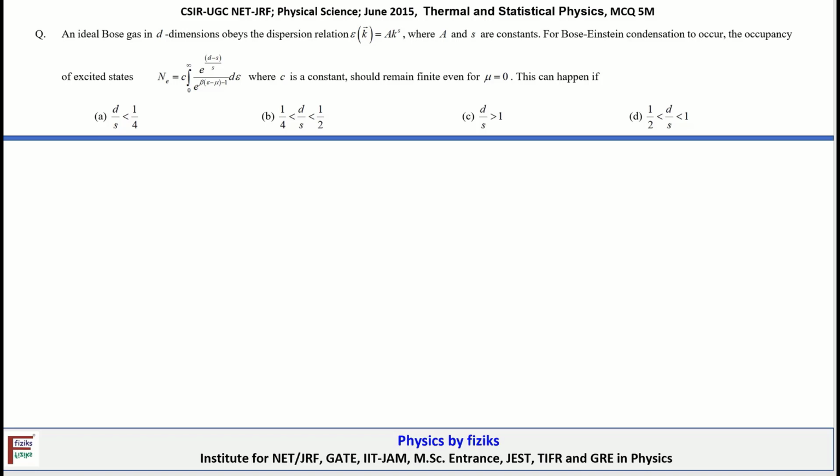The question is from Bose-Einstein condensation. The statement is, an ideal Bose gas in d dimensions obeys the dispersion relationship E(k) equal to A k power s. Here A and s are constants. For Bose-Einstein condensation to occur, the occupancy of the excited state, where C is a constant, should remain finite even for mu equal to 0. So this can happen only if, so let's try to figure out which one is the correct option.